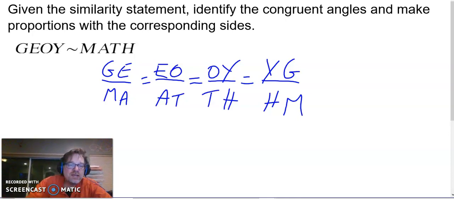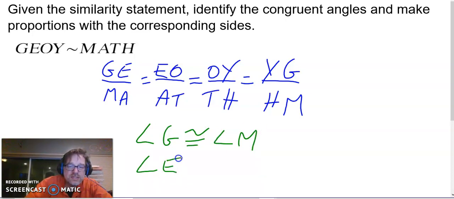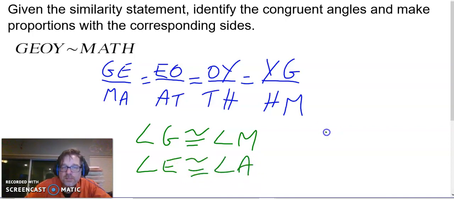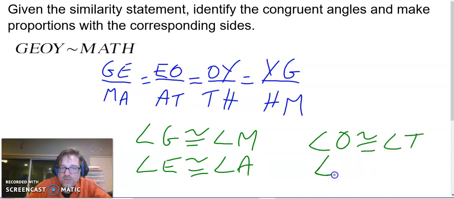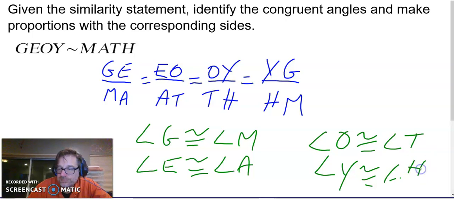And then, of course, my angles are all congruent in that order. Angle G is congruent to angle M. Angle E is going to be the same as angle A. Angle O is going to be congruent to angle T. Angle Y is congruent to angle H. Boom.